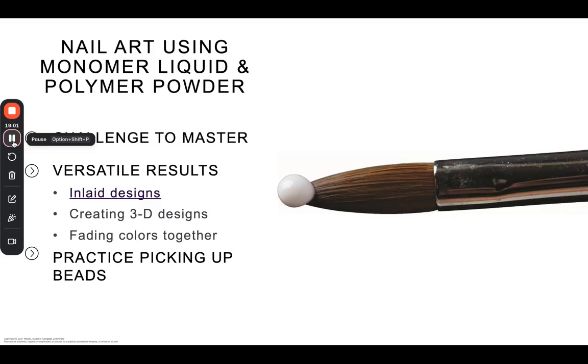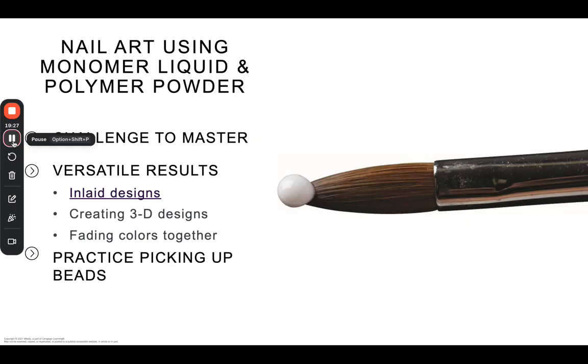So typically when you're working with your 3D flowers, you're going to work with a dryer bead, okay? And then when you're trying to fade your colors together, you're going to more than likely work with a wetter bead. All right, so that's something to consider and to think about when it comes to using your monomer liquid and polymer powder to help you create your nail designs.